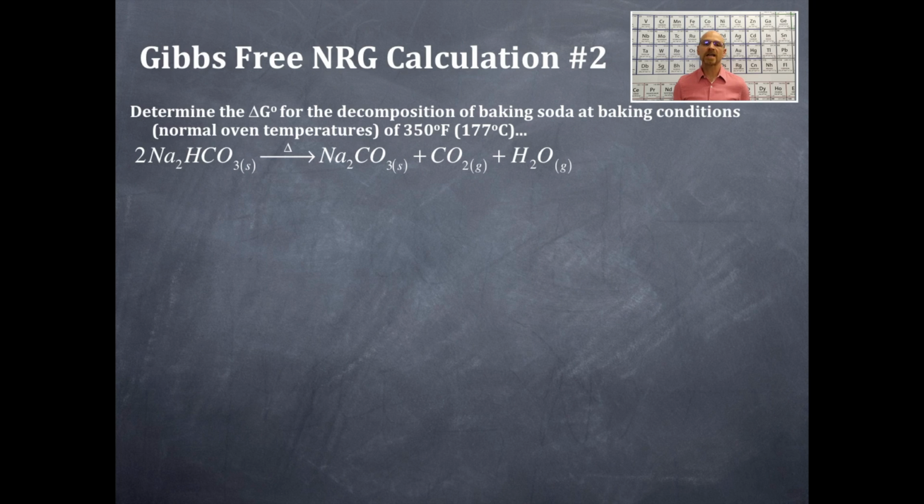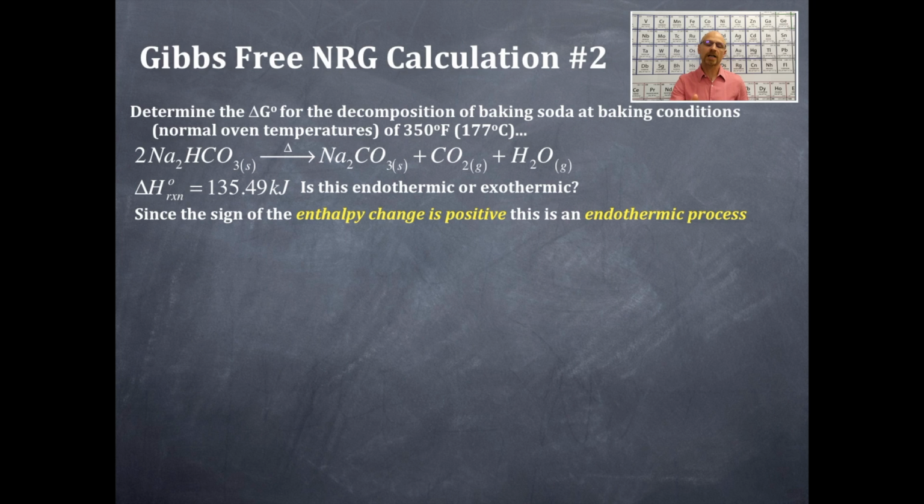Okay, so that's that same equation that we talked about before, which is 2 moles of sodium hydrogen carbonate produces sodium carbonate, carbon dioxide, and water. Okay, so the delta H naught for the reaction is 135.49 kilojoules. It's the same value that we had before. Is this endothermic or exothermic? Well, we already answered that question, but we can answer it again. Since the sign of the enthalpy change is positive, this is an endothermic process, and that value 135.49 kilojoules belongs on the reactant side. Okay?